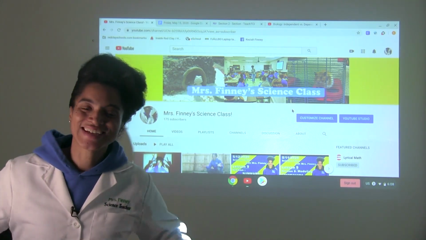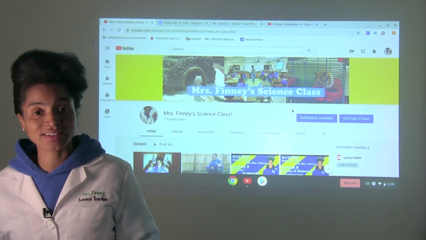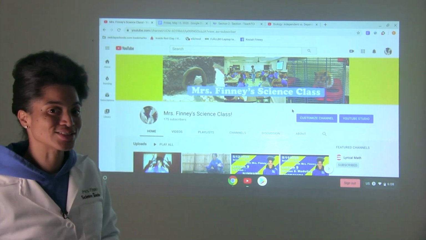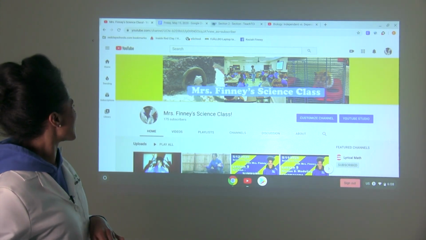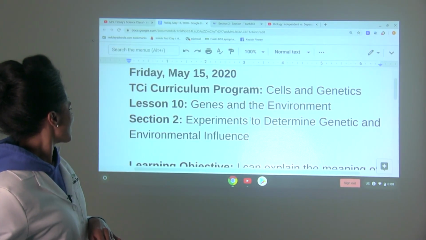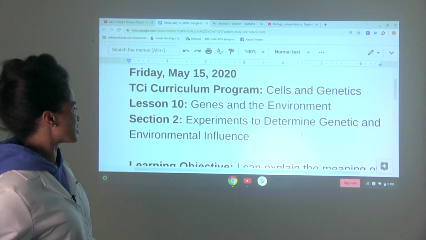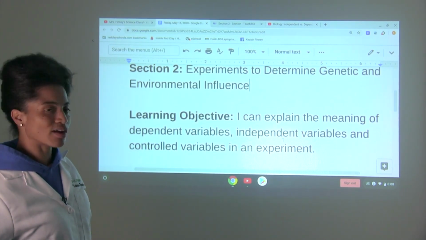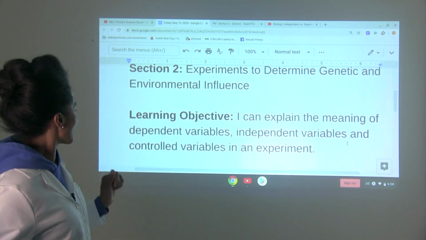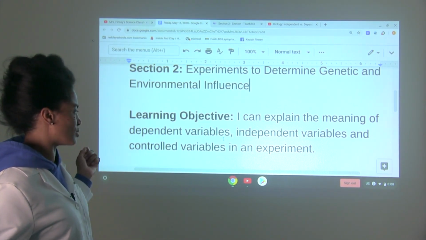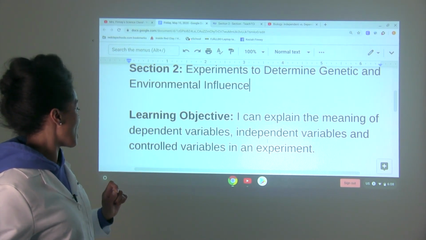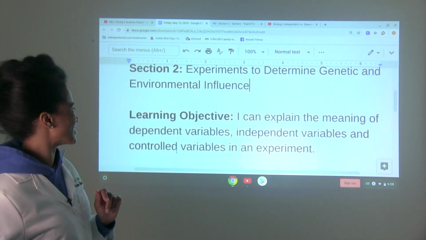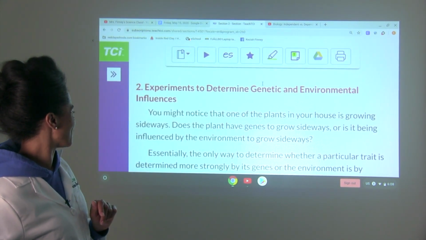Let's learn science. Today, we are still in lesson 10, but we're now in section 2. Let's take a look. What is section 2 all about? So in section 2, the topic reads, experiments to determine genetic and environmental influence. Learning objective: I can explain the meaning of dependent variables, independent variables, and controlled variables in an experiment. Let's take a look at this section.